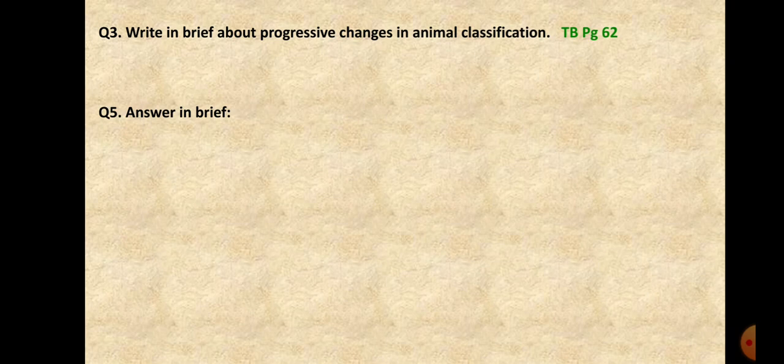Then after that, some artificial method was used by Theophrastus. Then some advancements took place and the new method of classification was proposed, which was called as natural system of classification. And then you will write that this natural system of classification was based on different criteria such as body organization, then types of cells, chromosomes, biochemical properties, etc. Okay. And then you will write that in 1977, Carl Woese proposed the three domain system of classification. Okay, so this is how you will write about the progressive changes in animal classification.